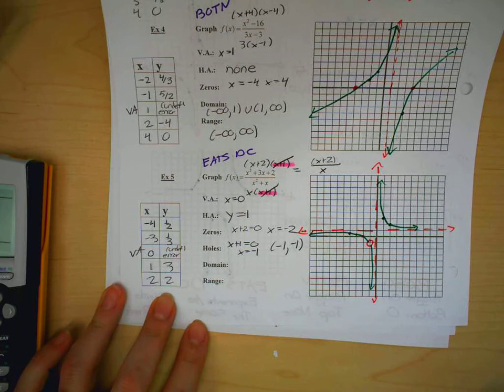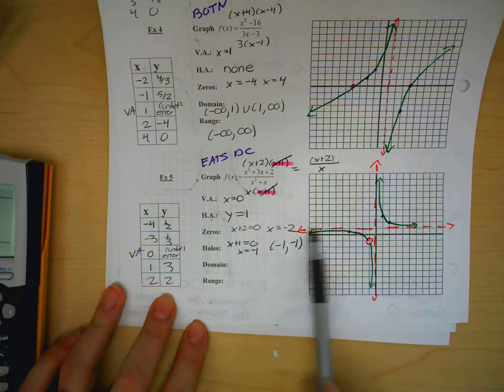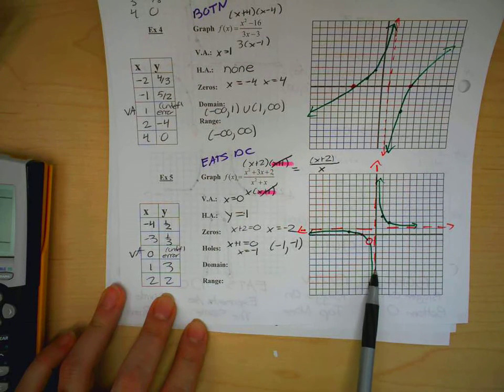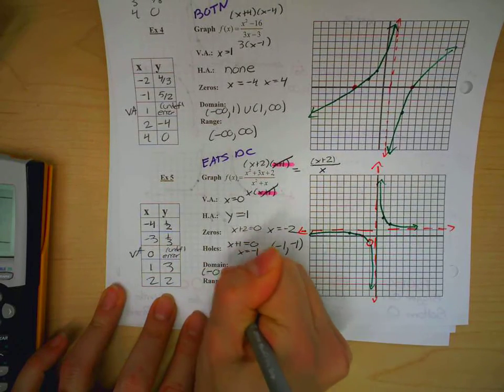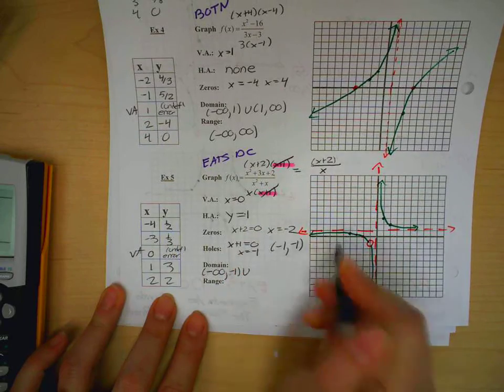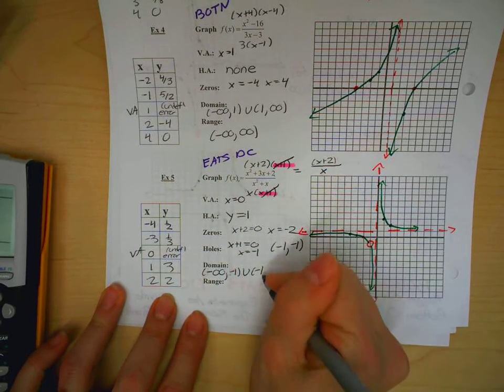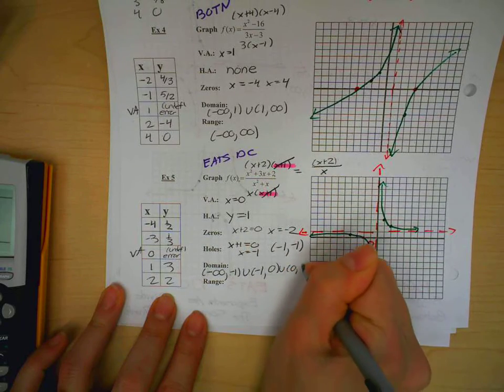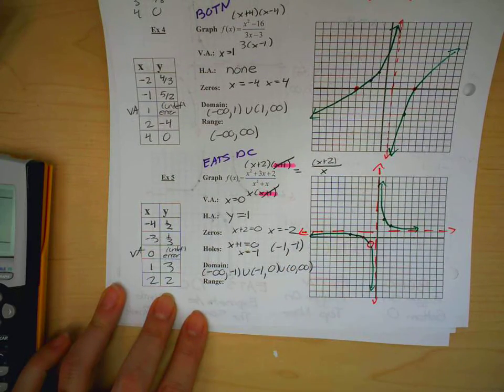So now because of the hole, I have a couple other issues when I do my domain and range. When I start going from left to right, I have to stop at the hole. Then I go, I have to stop at the vertical asymptote, and then I can keep going. So my domain is, I keep going until I hit the hole. The hole's at -1. I start up again at the hole, and I go until I hit the vertical asymptote, and then I keep going forever. And the same thing with range.